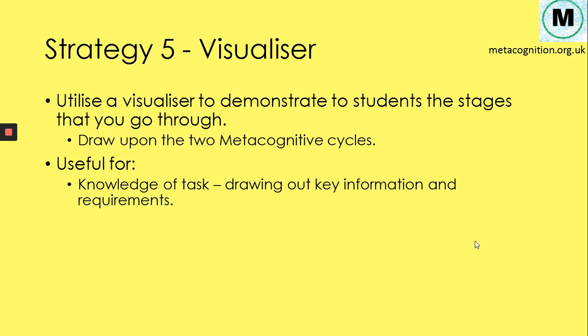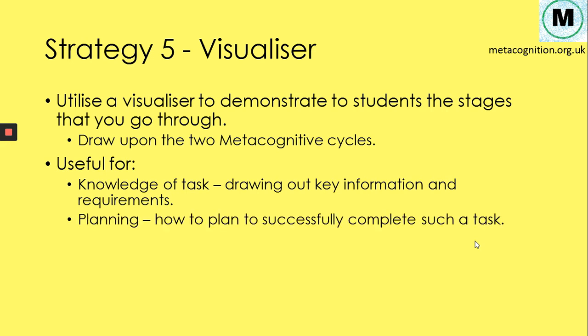So draw upon those 2 metacognitive cycles. I've given some examples here. Knowledge of task, like I mentioned. Draw out that key information and the requirements from a task. You might put a task down, a question down under the visualizer. Go through it with students and show, I'm highlighting this word because, I'm highlighting this phrase because, I'm highlighting this command word because. As soon as we're being explicit with students, they will go, ah, I see. And they can start to then replicate and repeat it themselves. This leaves the automaticity that we need students to be showing.